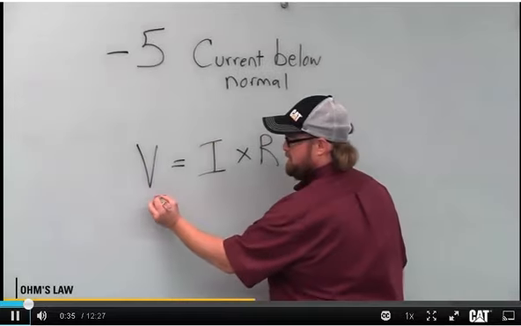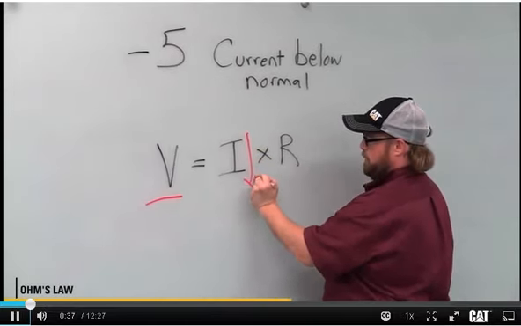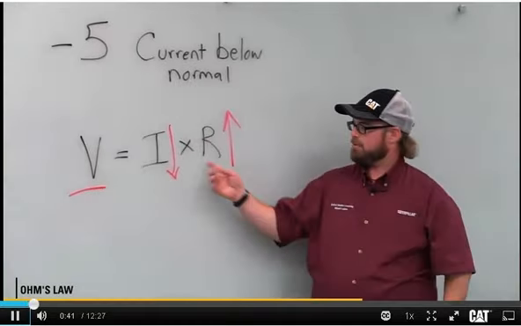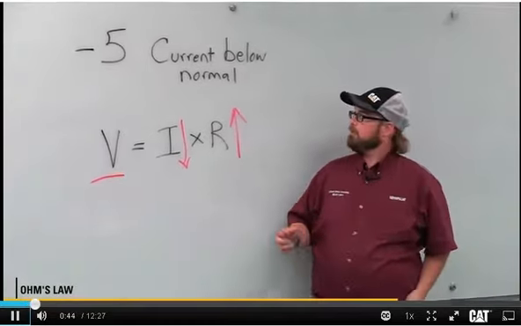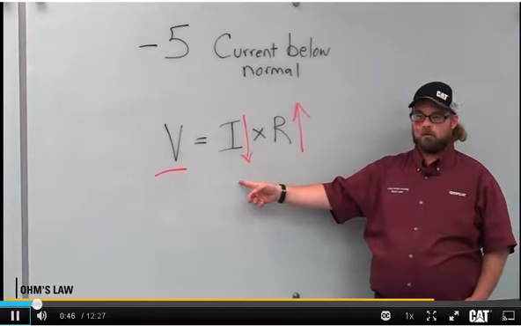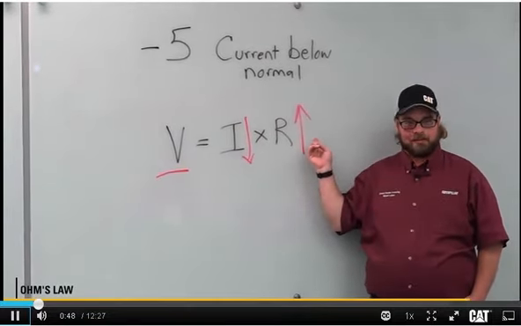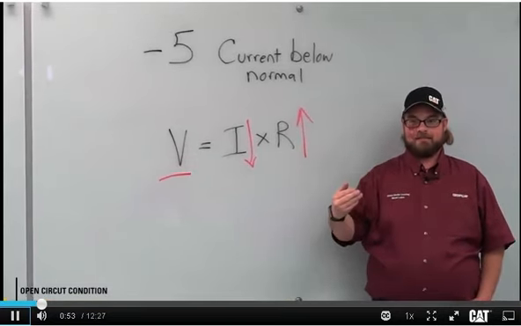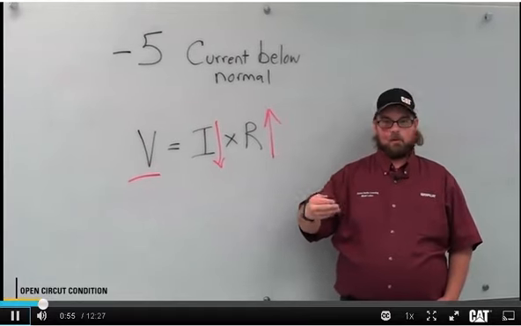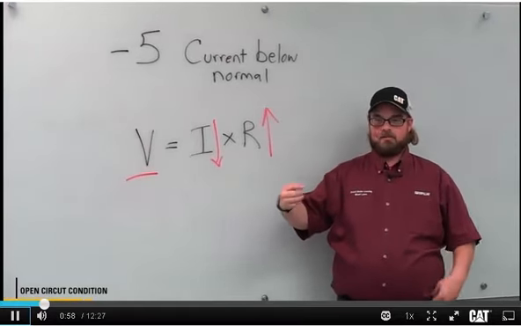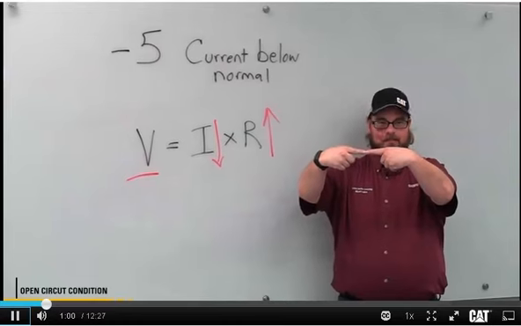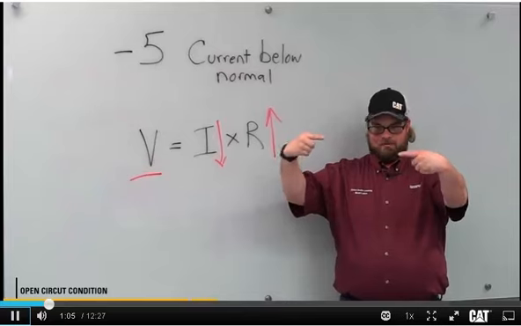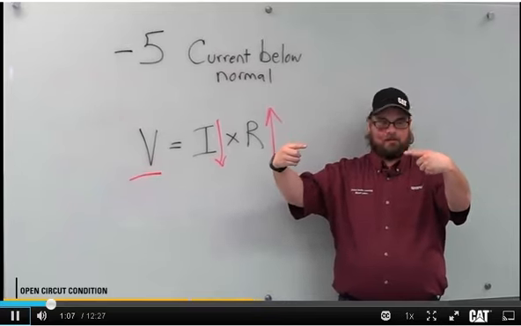As long as our voltage stays the same, if the current drops below, the resistance then has to go up. Current and resistance are inverse of each other. So current below normal means my resistance goes really, really high. If we think about a circuit with very high resistance, that would be more of an open circuit condition. If I have a completed circuit, a completed wire right here, and I make an open circuit in my wire, that air gap is a lot of resistance.